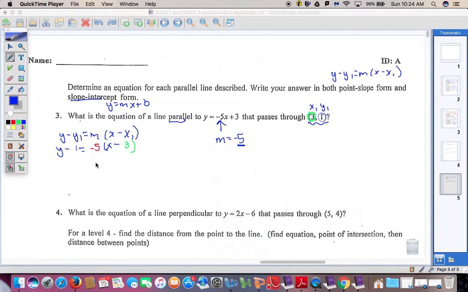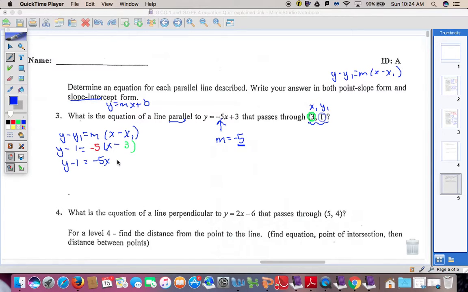So now my next step is going to be to distribute. So I have y minus 1 is equal to negative 5 times x is negative 5x, and negative 5 times negative 3 is a positive 15. Then I would add 1 to each side, and I get that y equals negative 5x plus 16. And this is my slope-intercept form, and this here is my point-slope form.